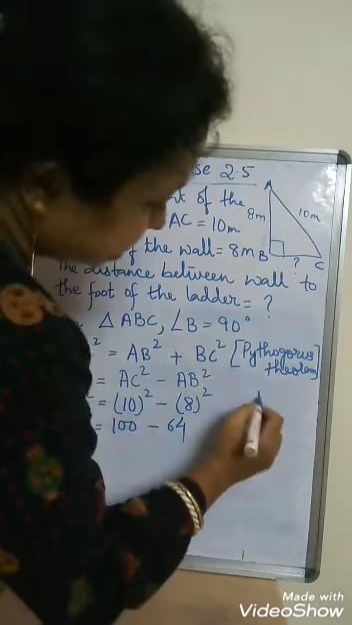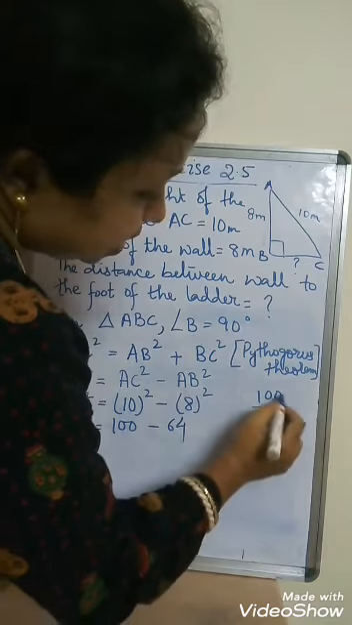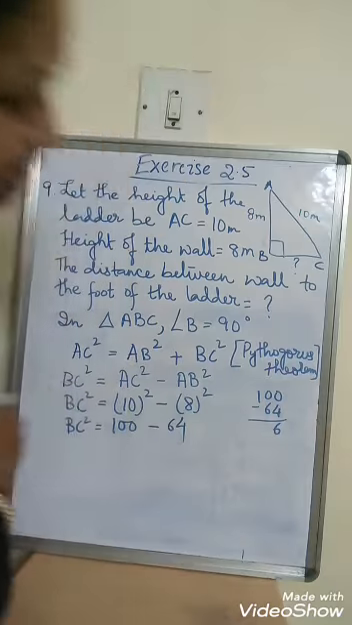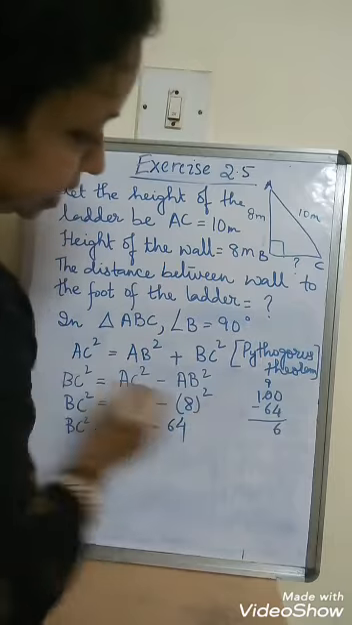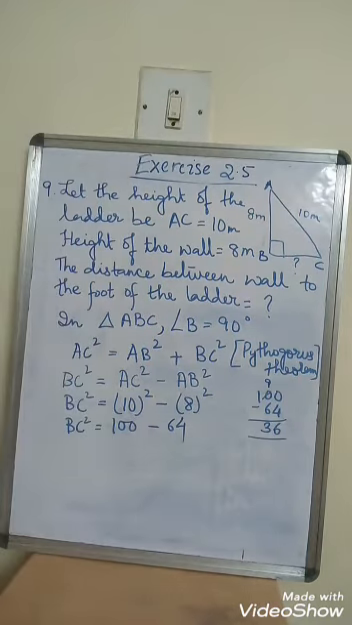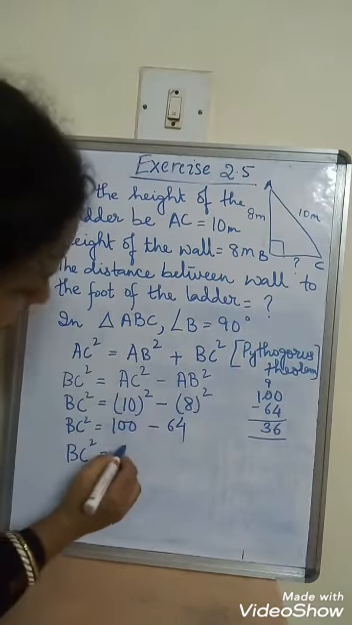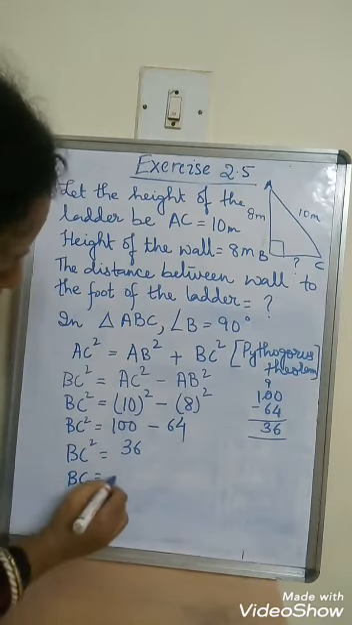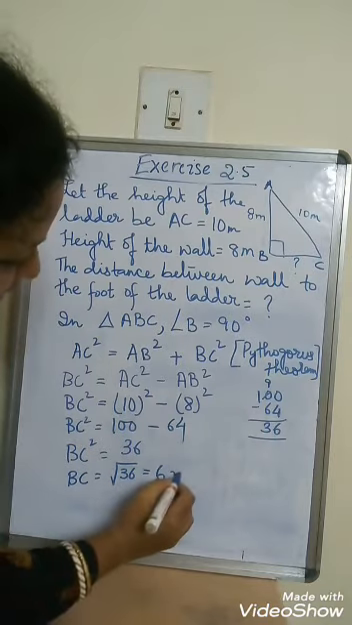Now I need to minus this, subtract it, right? So 100 minus 64 is how much? Here it will be 10, so 10 minus 4 is 6. And when I took 10 here it will be 9. So 9 minus 6 is 3, right? So this is the answer. So now BC square is equals to 36. So BC will be how much? BC will be root over 36, that is 6 meter.